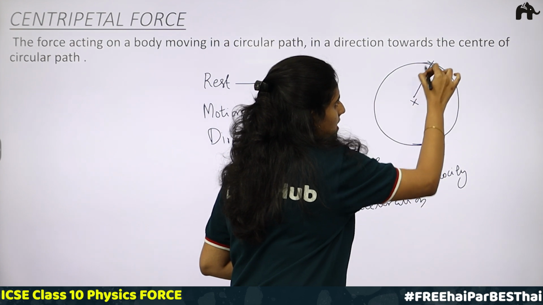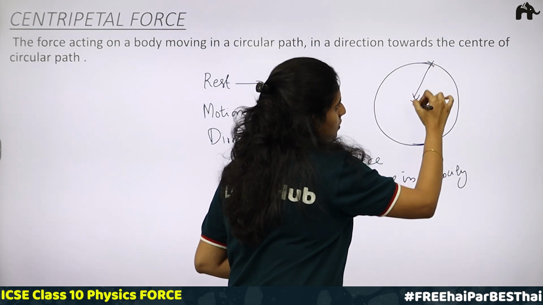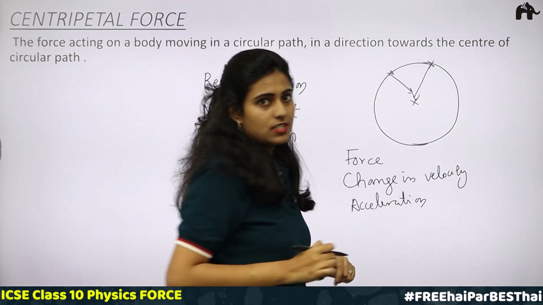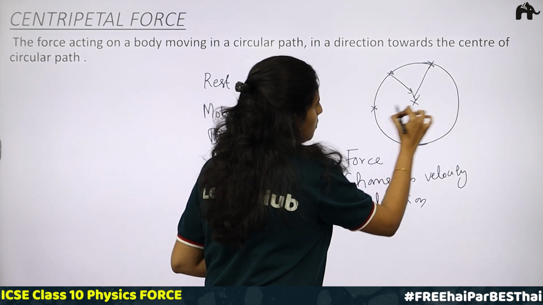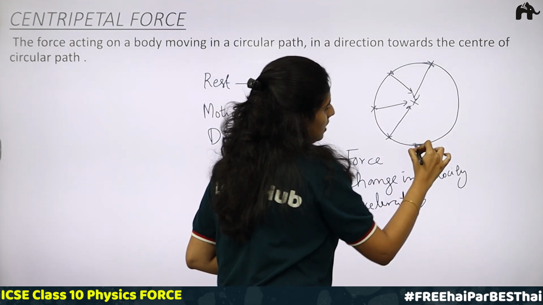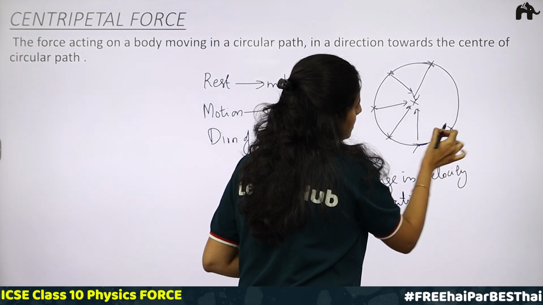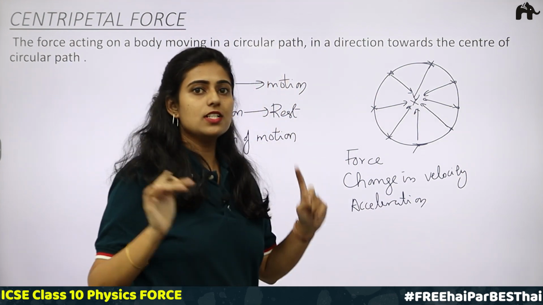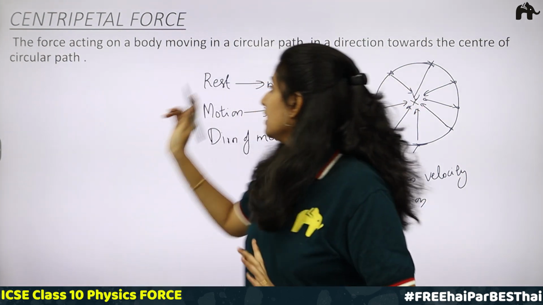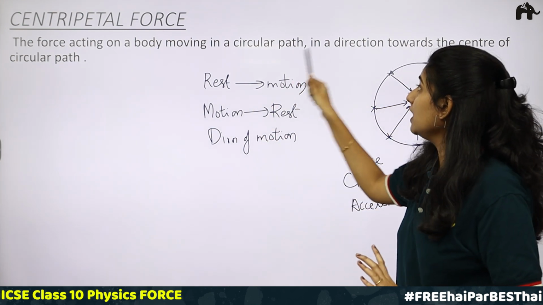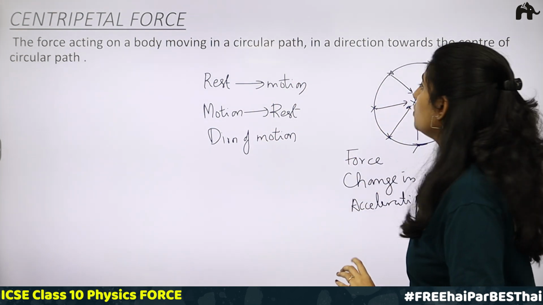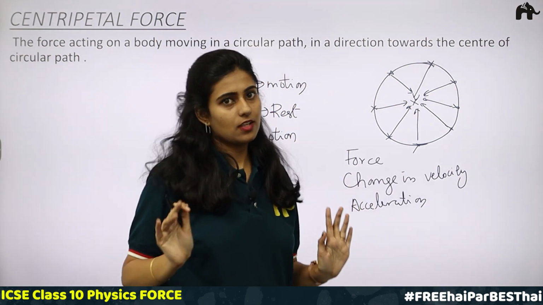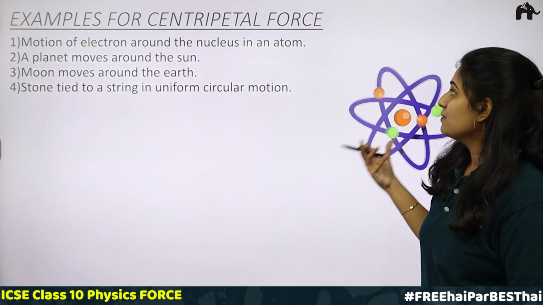Okay, the body is here, centripetal force will be towards the center. If the body reaches here, centripetal force is again towards the center. So, for a body in circular motion, uniform circular motion, centripetal force will always be towards the center. Okay, towards the center of the circle. Understood? The force acting on a body moving in a circular path in a direction towards the center of the circular path is called centripetal force. Clear? Now, we will take some examples for centripetal force.